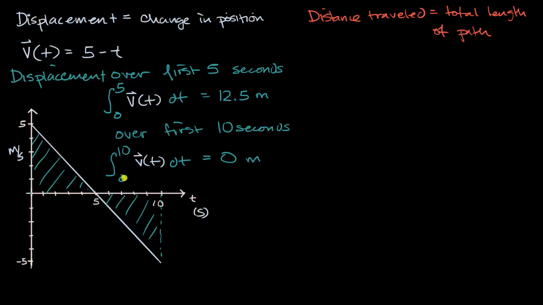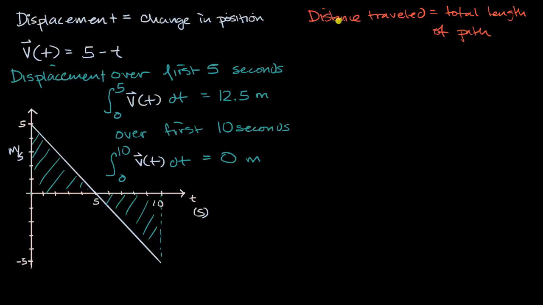And then right at 5 seconds, it has gone 12.5 meters to the right. But then its velocity starts becoming negative, and the particle starts moving to the left. And so over the next 5 seconds, it actually moves 12.5 meters to the left, and then these two things net out. So the particle has gone over 10 seconds, 12.5 meters to the right, and then 12.5 meters to the left. And so its change in position is 0 meters. It has not changed. Now you might start to be appreciating what the difference between displacement and distance traveled is.